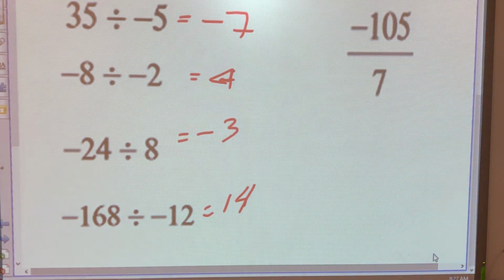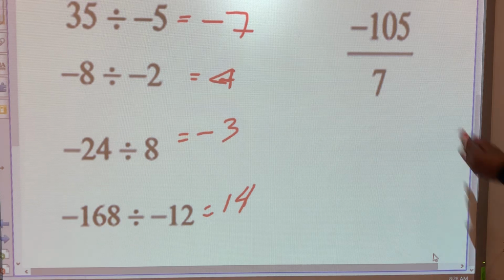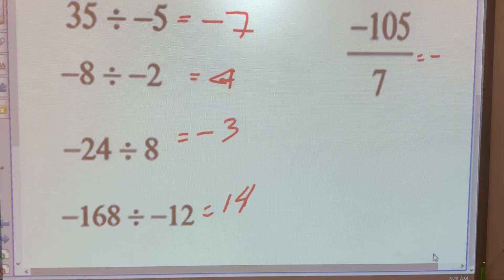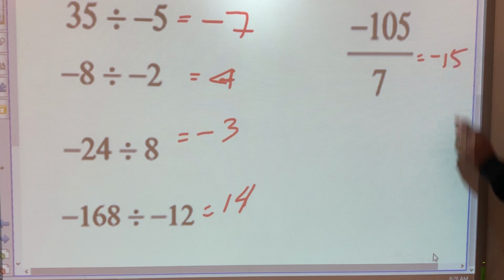Don't be intimidated by the size of the numbers. You can still do the math. Okay, here is negative 105 divided by 7. Now see if your answer matches mine. I know I'm going to get a negative answer. And if I divide 7 into 105, I should wind up with an answer of negative 15.